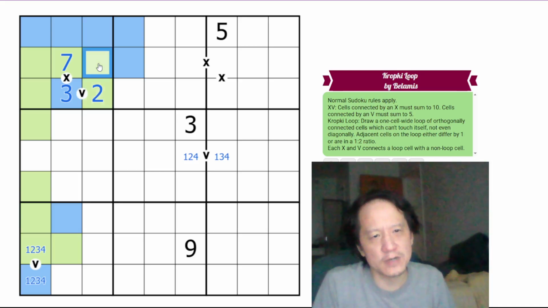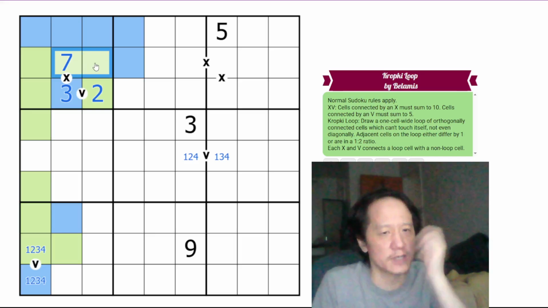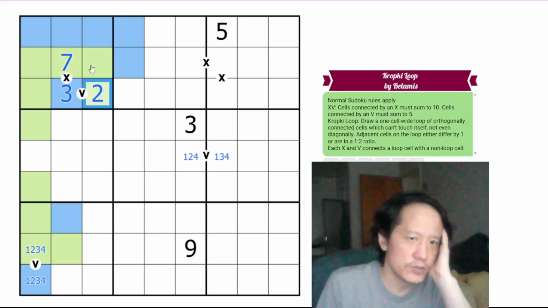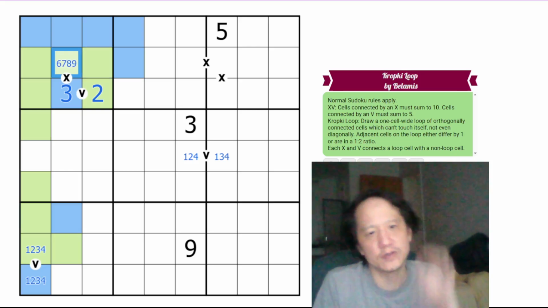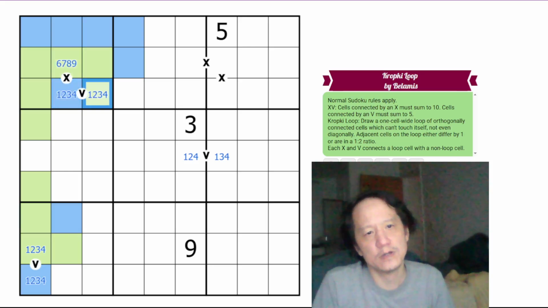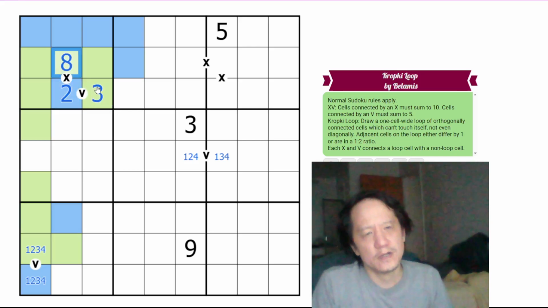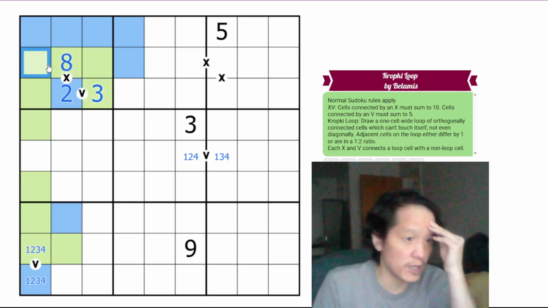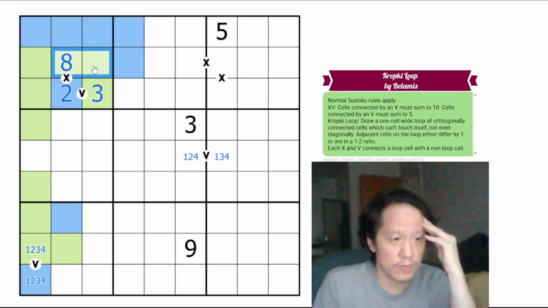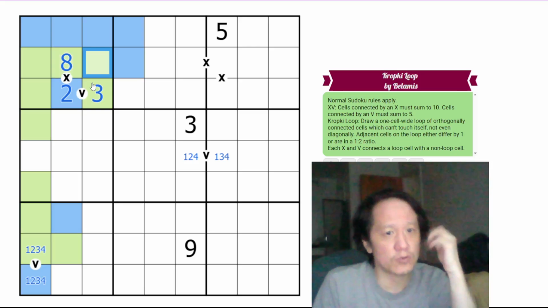2 is only consecutive with 1 or 3. 1 is not consecutive or in a 1 to 2 ratio with 7. 2 could be in a 1 to 2 ratio with 1 or 4. 4 is not consecutive or in a 1 to 2 ratio with 7, so that doesn't work either. What about 3? 3, 2, and 8. 3 is consecutive with 4, which could be in a 1 to 2 ratio with 8. So that could work.